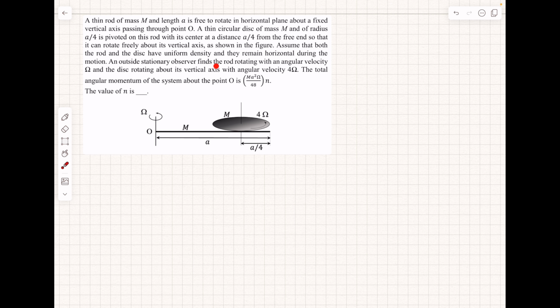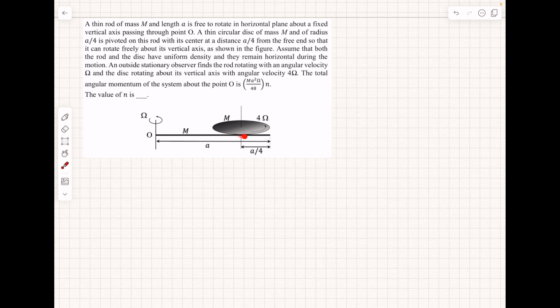An outside stationary observer finds the rod rotating with an angular velocity omega and the disc rotating about its vertical axis with angular velocity 4 omega. So we basically have to find the angular momentum of this composite system about the point O. The angular velocity with which this system rotates about the point O, from the top view, will appear as a circular motion, something like this, and is given to be omega. The angular velocity with which the disk rotates about its own vertical axis, that is the spinning angular velocity of the disk, is given to be 4 omega.